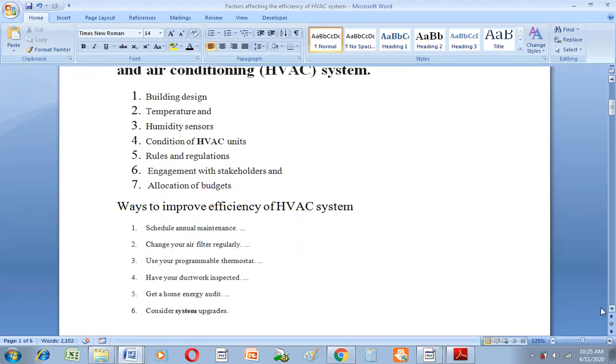The next point is have your ductwork inspected. You have to inspect the ductwork frequently. For example, there are some pipes passing through the ducts, in which these pipes carry air or some refrigerant fluid like freon gas. So we have to insulate these pipes properly, because these are thermally insulated. If the thermal insulation is removed, then what will happen? The efficiency of the system will be reduced.